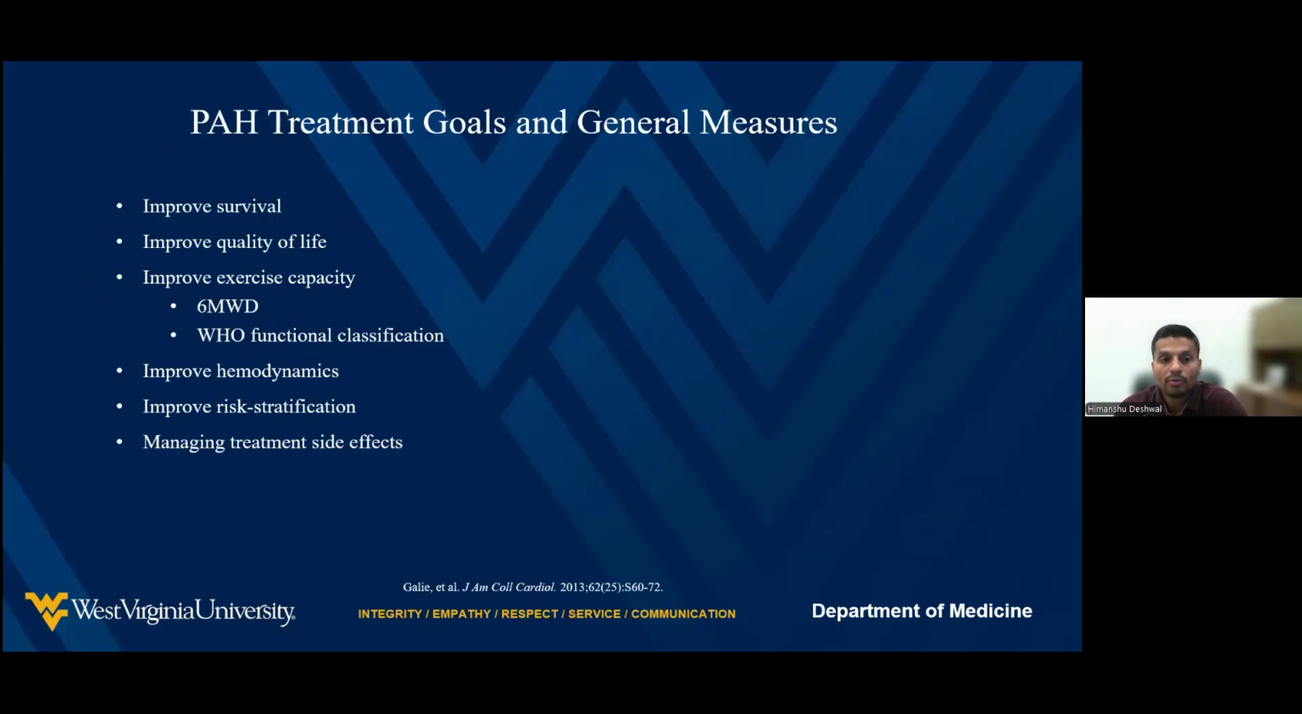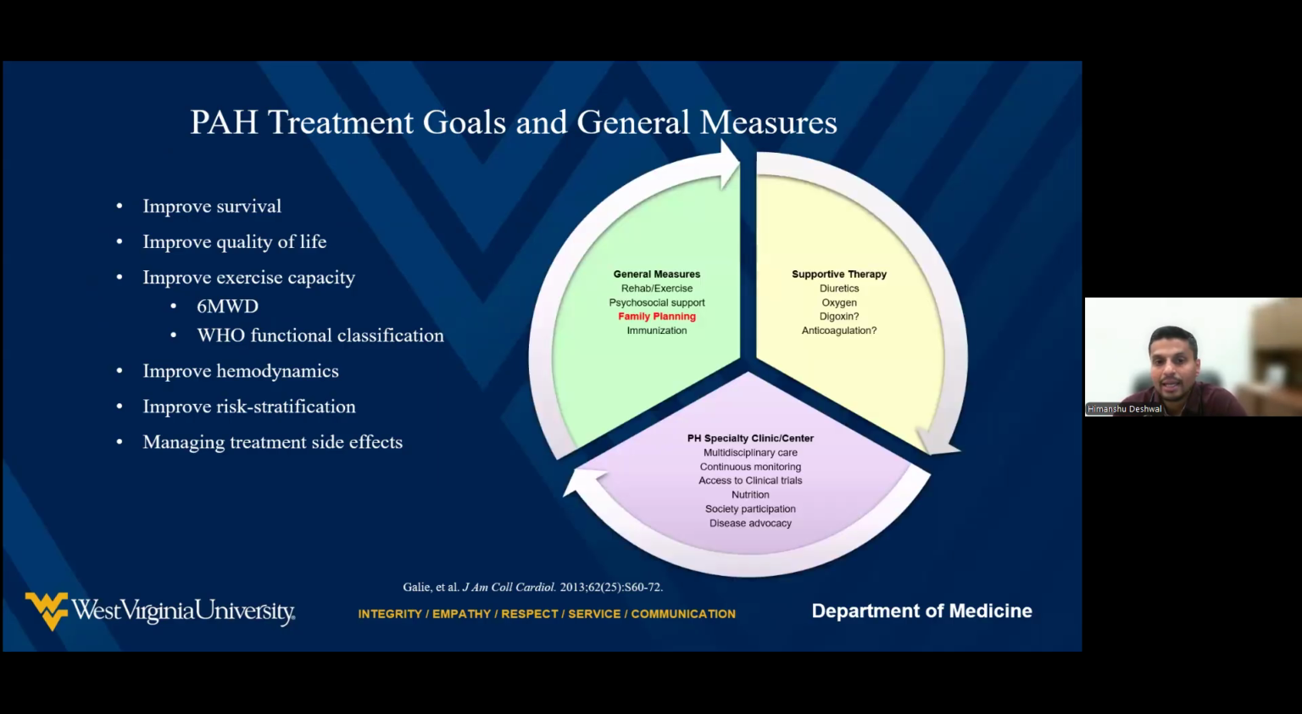So the goal is to improve survival, improve quality of life and functional status, improve their hemodynamics on right heart cath, improve their risk scores. And of course, these therapies have a lot of side effects, so managing side effects. In addition to that, you do supportive therapy, so diuretics, oxygen. Sometimes if they have bad AFib, you might do digoxin, anticoagulation if they have pulmonary embolism. General measures: pulmonary rehab, you have to do psychosocial support because it's a terrible disease to have. Immunization becomes very important because infections can precipitate pulmonary hypertension exacerbation.